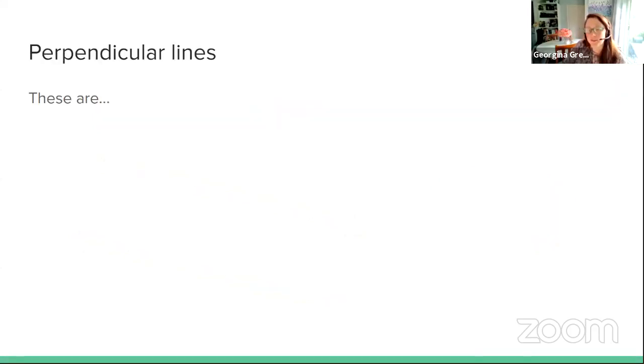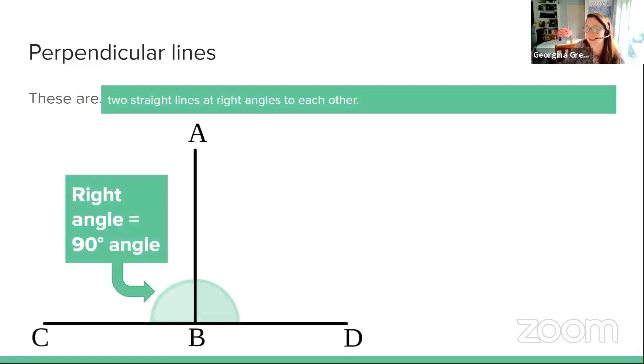Perpendicular lines then. What are perpendicular lines? The perpendicular lines are two straight lines at right angles to each other. You can also have perpendicular objects, things that are at right angles to each other.